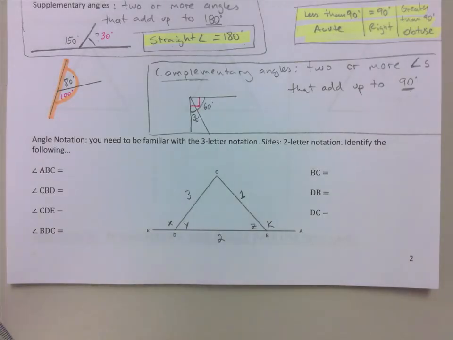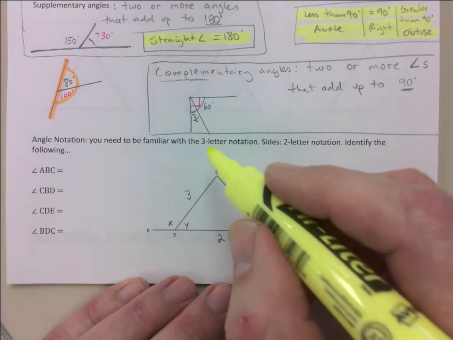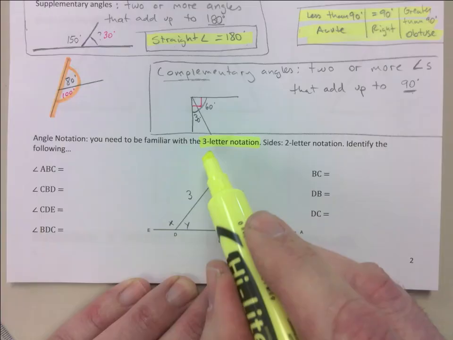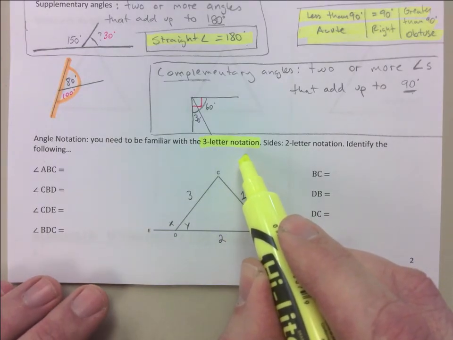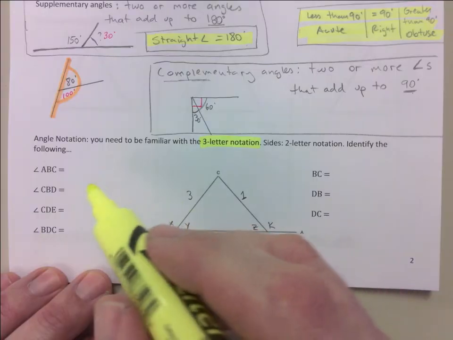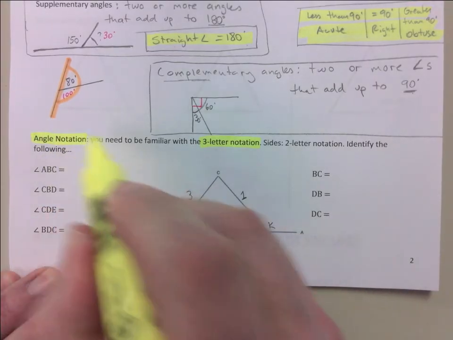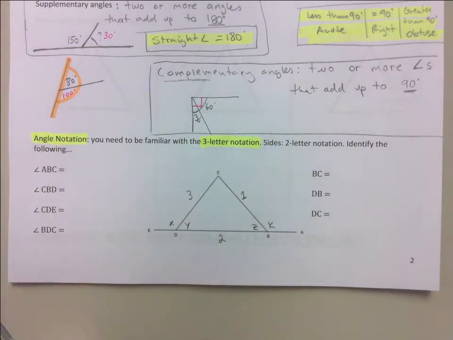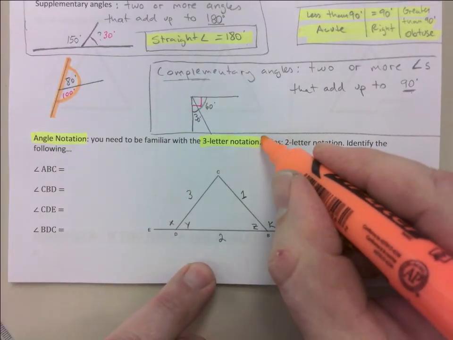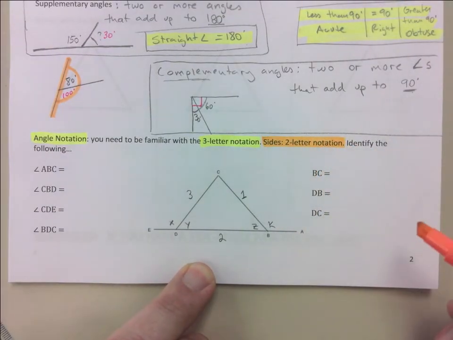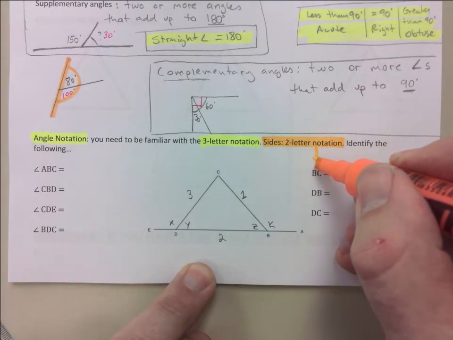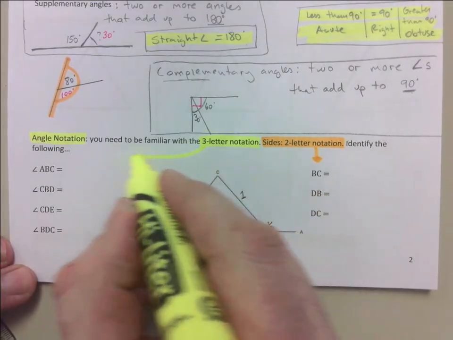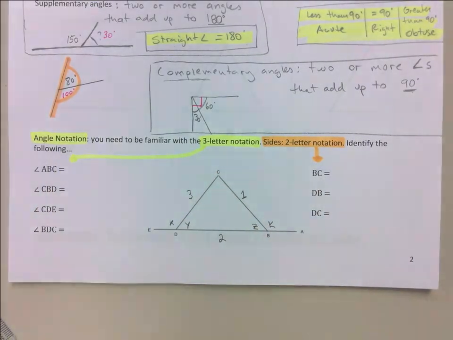I find something annoying and hard to work with, so I try to find different letters for it. But if you have a 3-letter notation, that is for angles, okay? Angle notation, where there are 3 letters, that's this. For sides, we use 2-letter notation. That's this, okay? Angles, sometimes we use 3 letters. That's that.